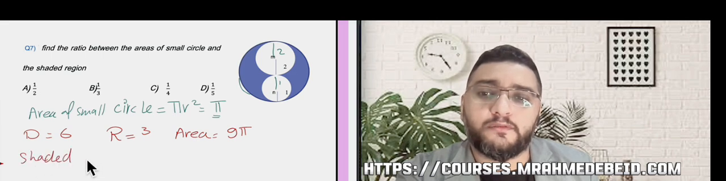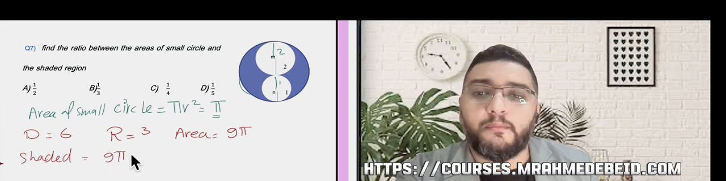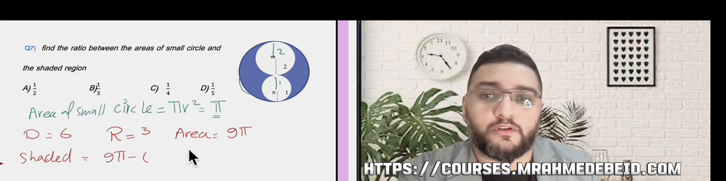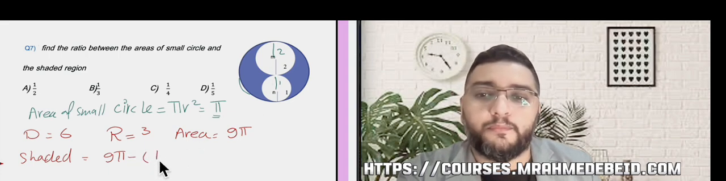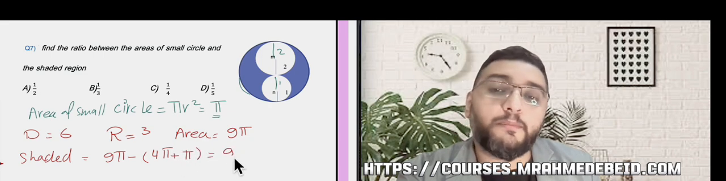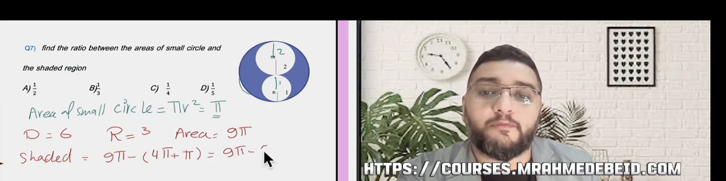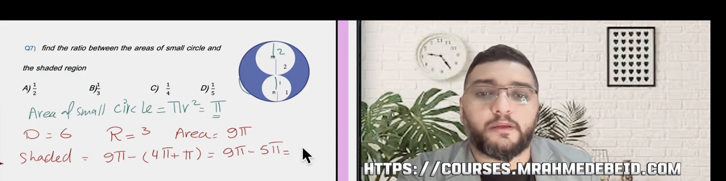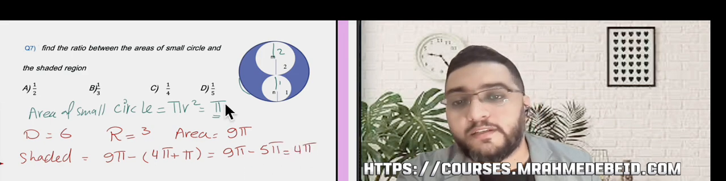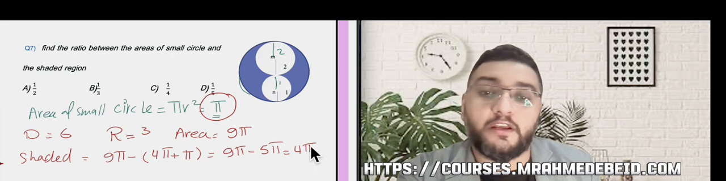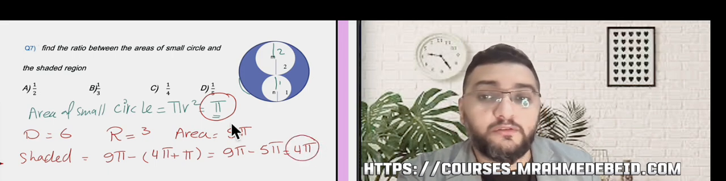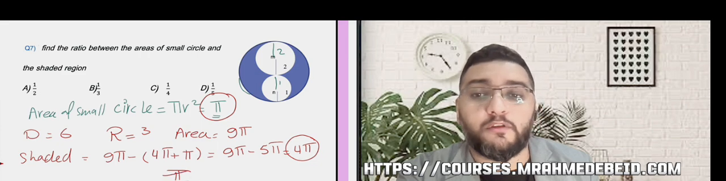To find the area of the shaded region, you'll subtract 9 pi minus the sum of the areas of the other two circles, which is 4 pi plus pi. So it will be 9 pi minus 5 pi, which equals 4 pi. Now this is the area of the small circle, and this is the area of the shaded region. So the ratio will be pi over 4 pi, just cross out pi with pi, so the answer is 1 over 4. So the answer is C.